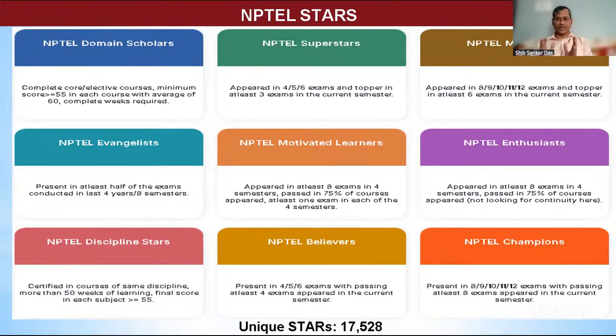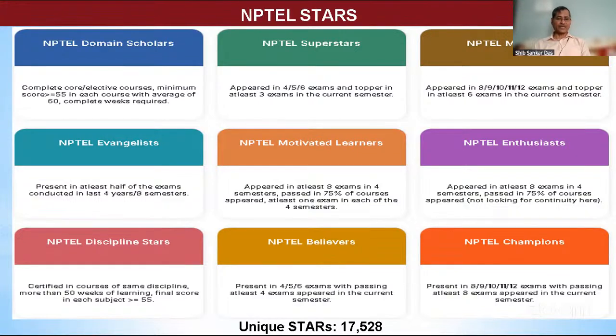Then comes superstars. If you have appeared in at least 4 to 6 exams in a semester and are topper in at least 3 examinations in the current semester, in that case, you are called superstar. We have created 2 new star categories. One is the NPTEL Megastar that was created in the last semester only. If you have written 8, 9, 10, 11 or 12 examinations and are topper in at least 6 examinations in the current semester, in that case, you are called Megastar. Then champions are those people who have taken 8, 9, 10, 11, 12 examinations and have successfully completed at least 8 examinations in a semester. In that case, they are called NPTEL champions.